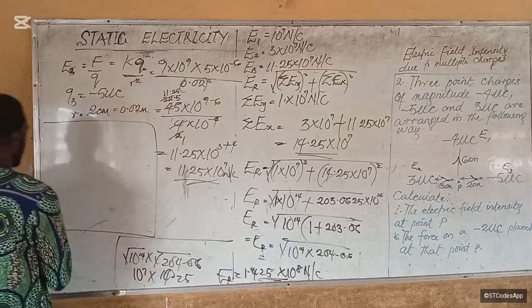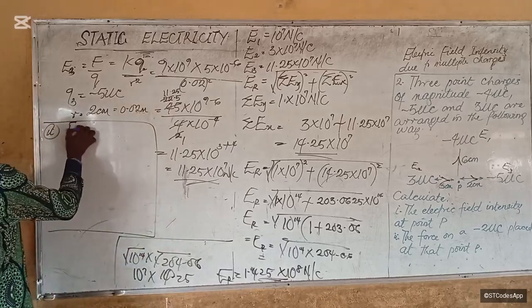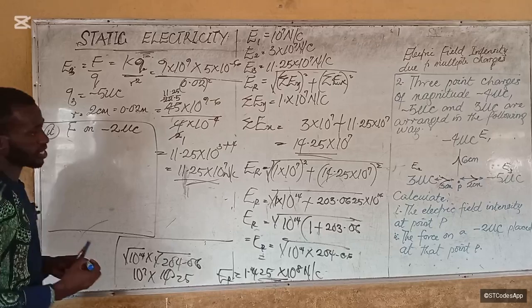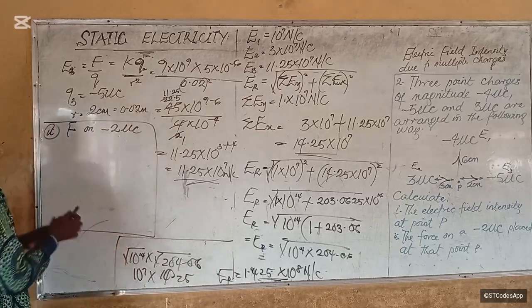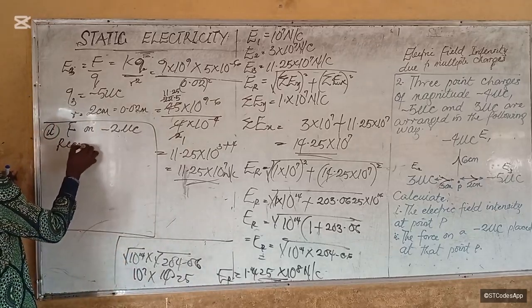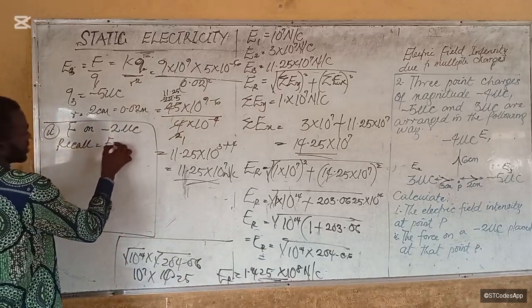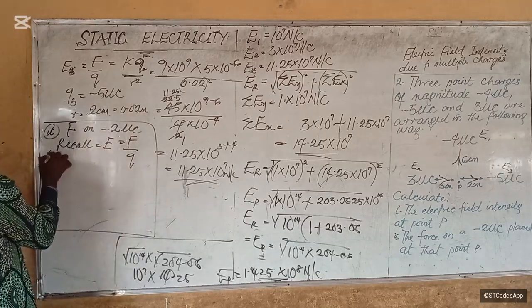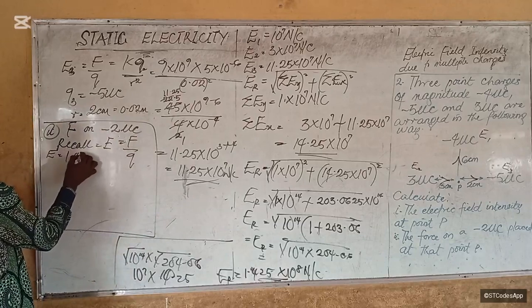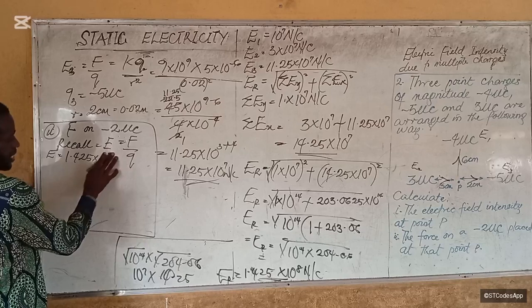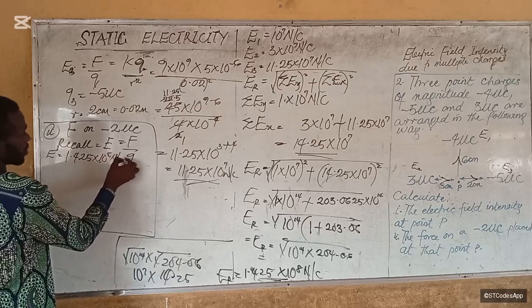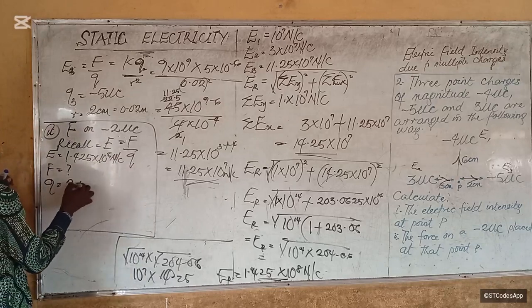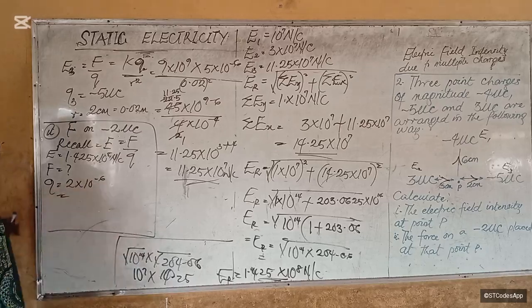The second question says the force on a 2 microcoulomb charge placed at that point P. So recall that the electric field intensity is the force per unit of charge. We already know the intensity at that point. What is the intensity at that point? It was 1.425 times 10 to the power 8 Newton per Coulomb. That was what we calculated. Then what will be the force that will be felt by a charge of 2 times 10 to the power minus 6? And that is easy.